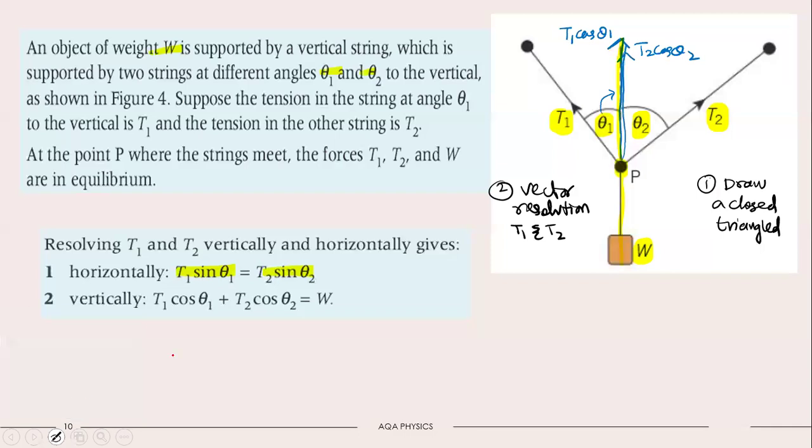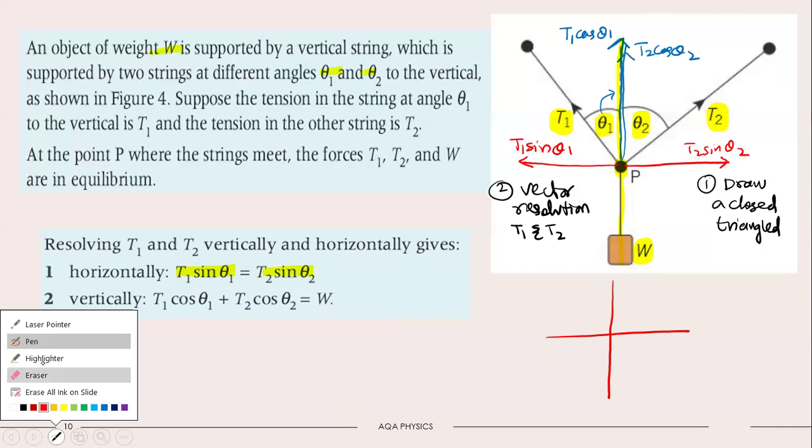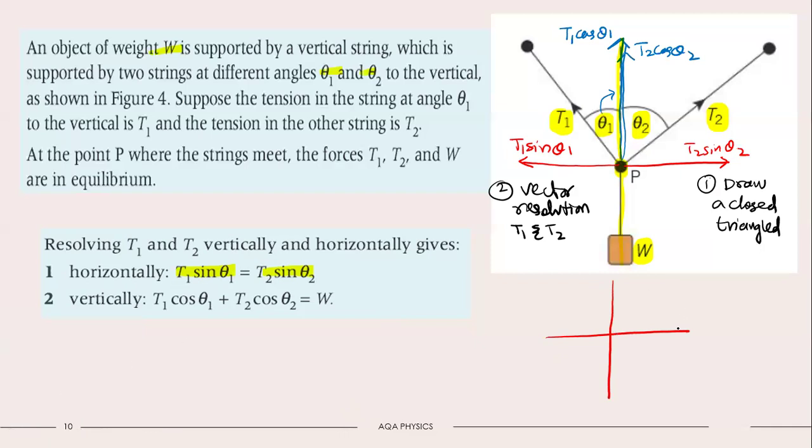Now if we look at the other component, it is T1 sine theta 1, and for T2 it is T2 sine theta 2. Based on this, we can make a plus sign like that, and then represent all the forces acting on it. This is T2 sine theta 2, this is T1 sine theta 1, and here are the two forces, T1 cos theta 1 and T2 cos theta 2, and downward is the weight.